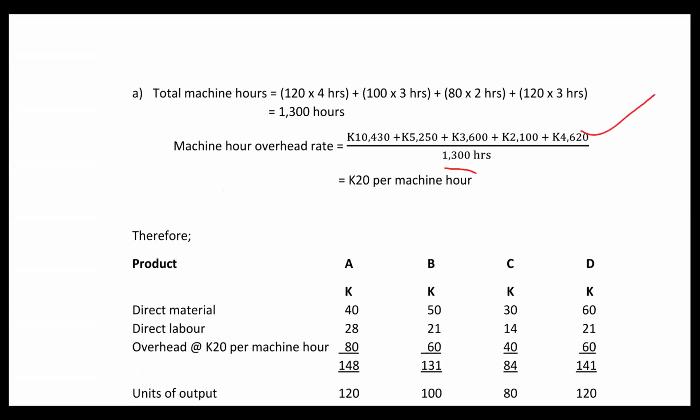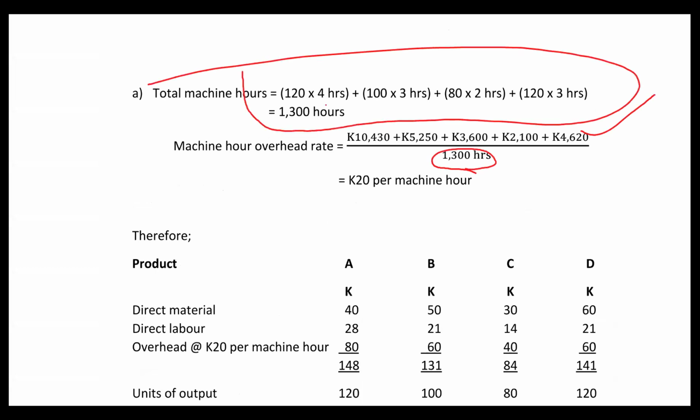I explained how to find the total number of hours. For product A, it was 4 hours per unit. Then just multiply times the number of units. It gave us 1,300, the total number of hours that were used to produce the 4 products, and divide them into the total overheads, giving 20 kwacha per machine hour. So it means that all the overheads now shall be allocated based on the machine hours, and it is 20 kwacha per machine hour.